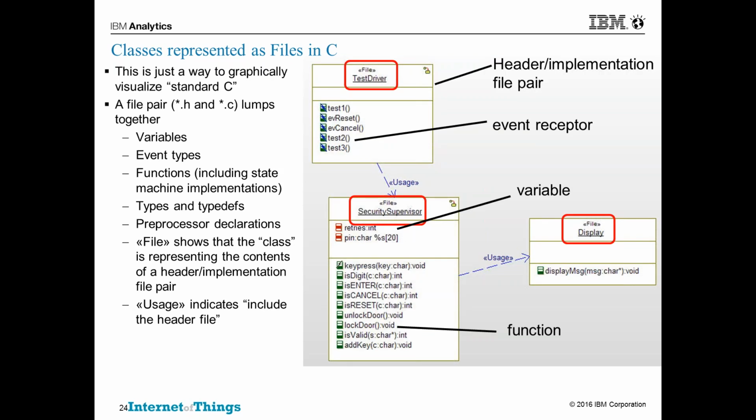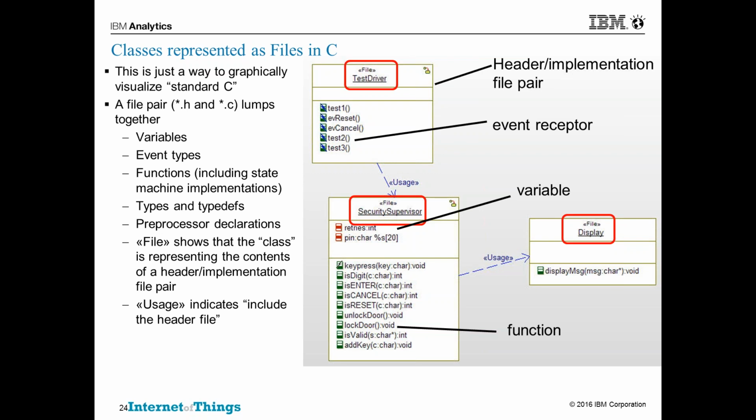So this is what representing classes in standard K&R C looks like. The idea is that you take a file, which consists of a .h and .c pair, right? Both the interface and the implementation of that. And in this you have things like variables and event types and functions that you expose, including state machine event receptors, typedefs, preprocessor definitions, and so on. And you can think of this as a class, right? Typically singletons, which means there's only one of them, but a class.